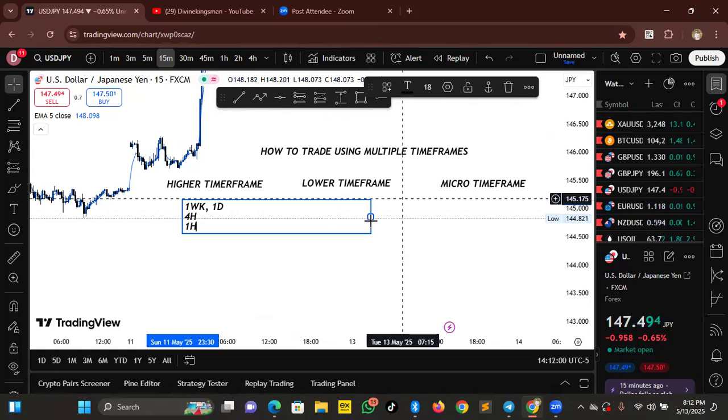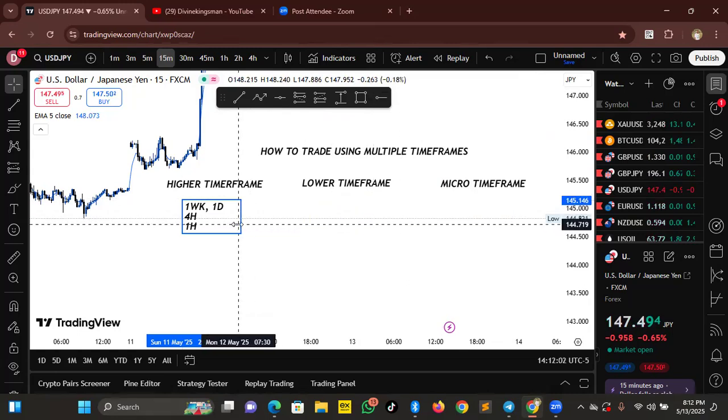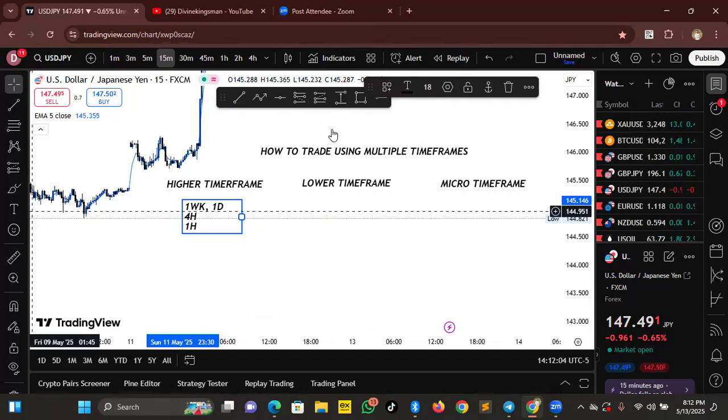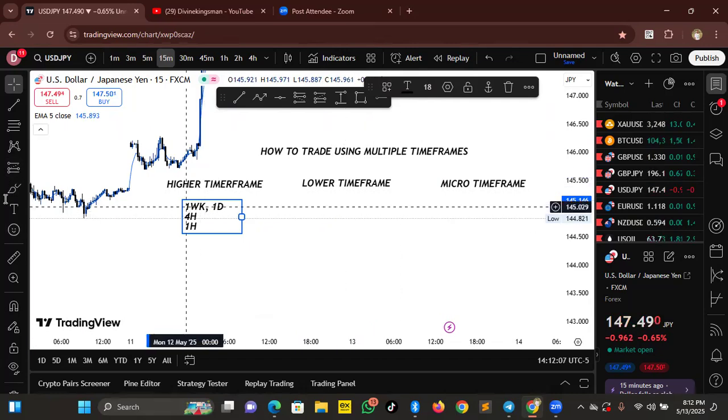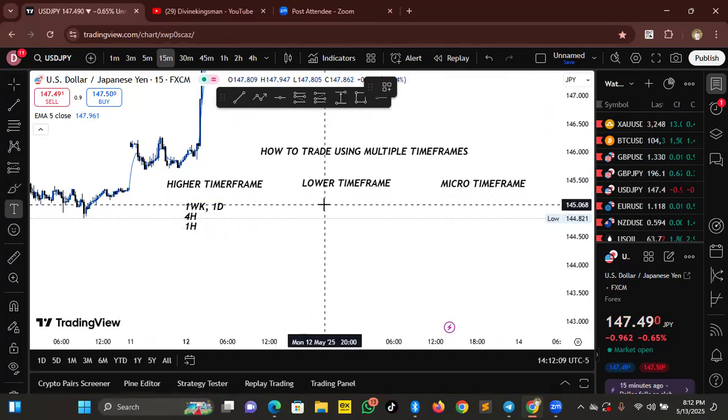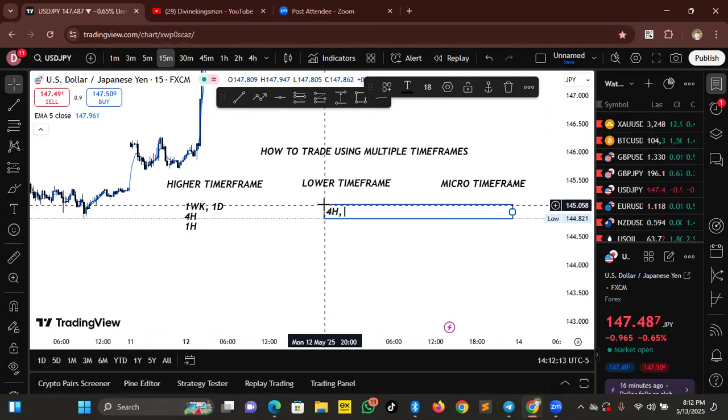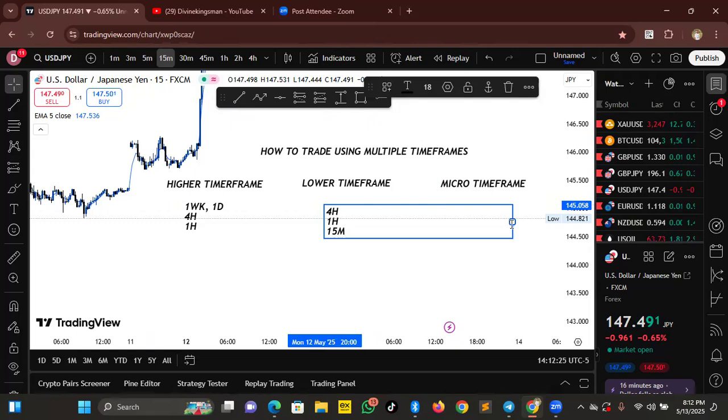Now, this just depends on the kind of trader you are. So for the next one here, on the lower time frame, you can put the 4 hours. You can also put the 1 hour. You can put the 15 minutes, we don't need 1 hour. You can also put the 15 minutes time frame here.